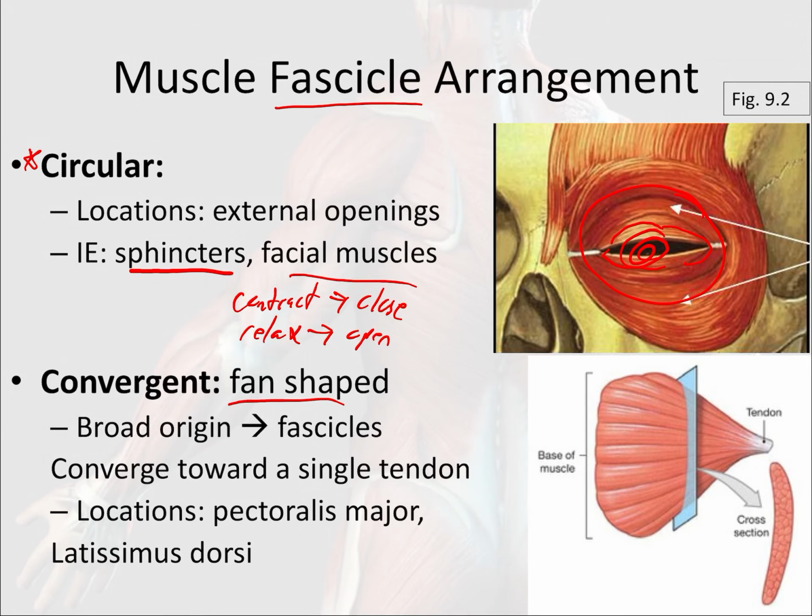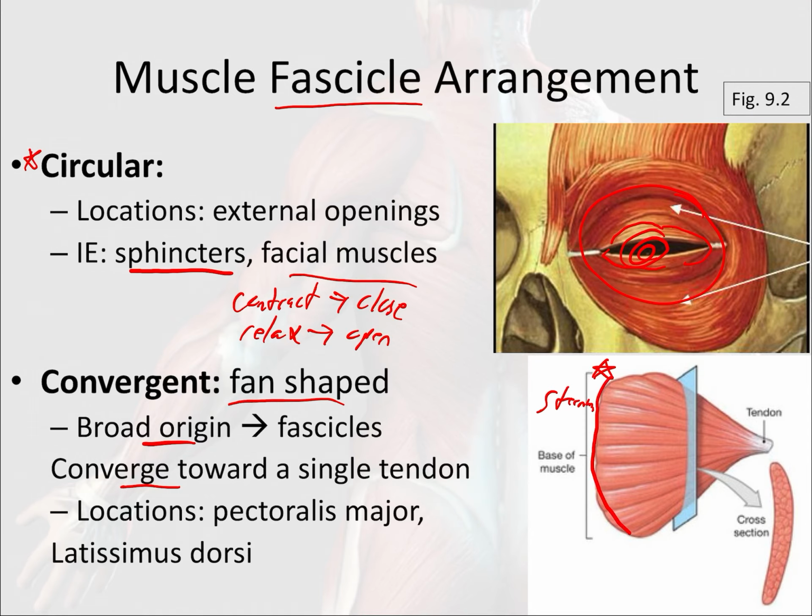And think of a fan shape for this. Okay. So it has a very broad origin, and then the fascicles converge towards a single tendon. So this is a great example of this. And that one looks like the pectoralis major. So think of that big muscle in your chest, on the medial side, close to your sternum, over here.